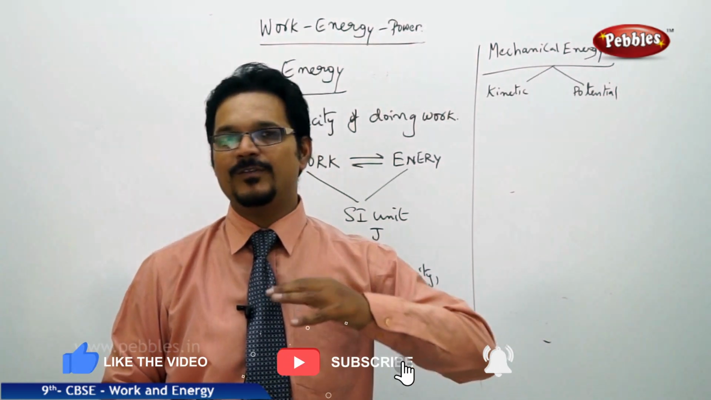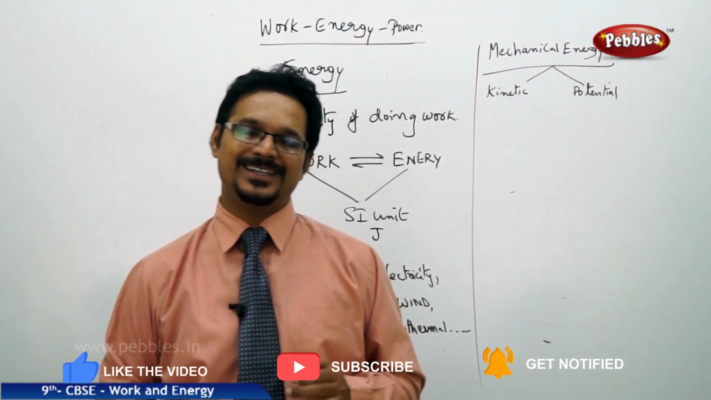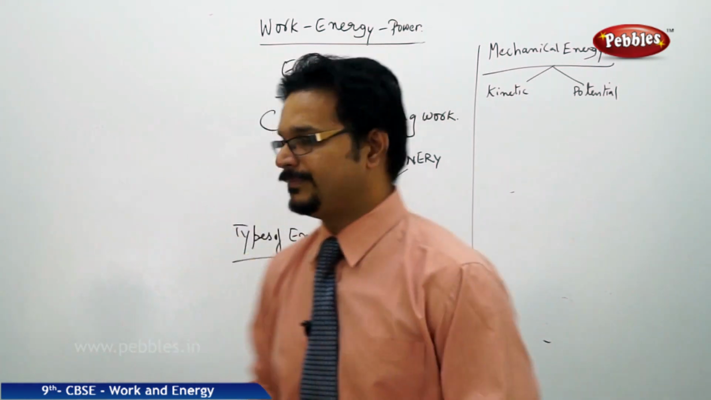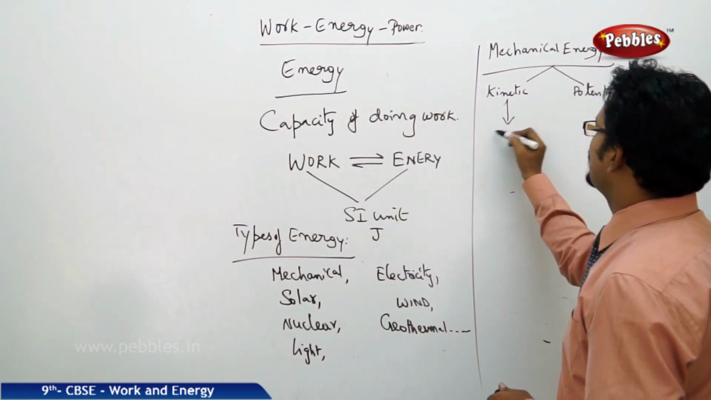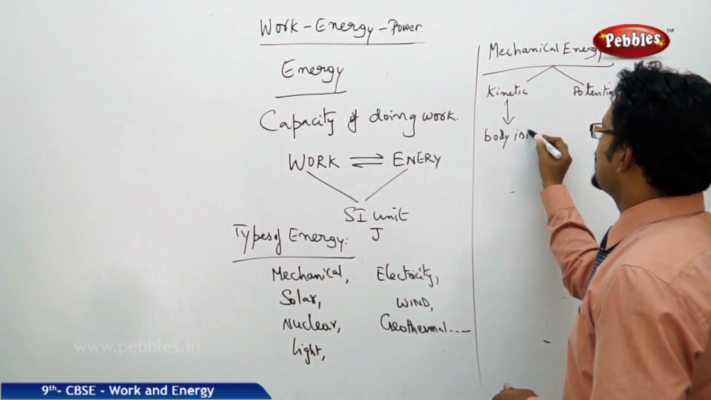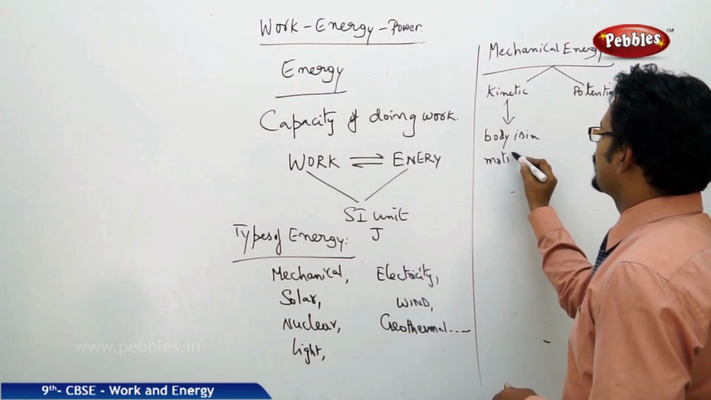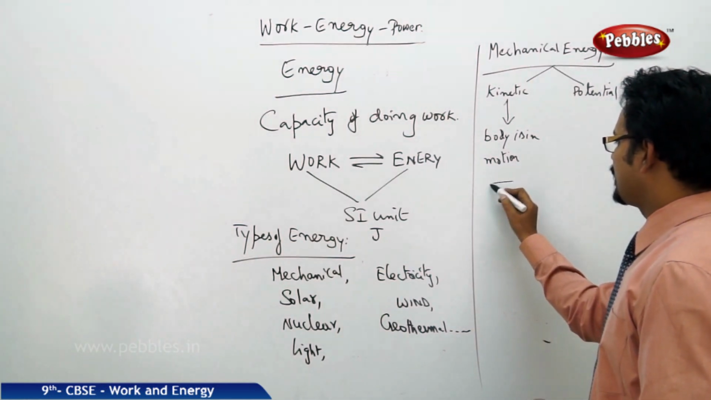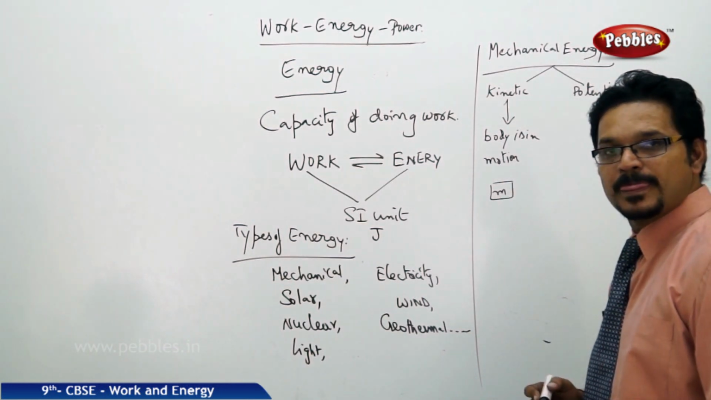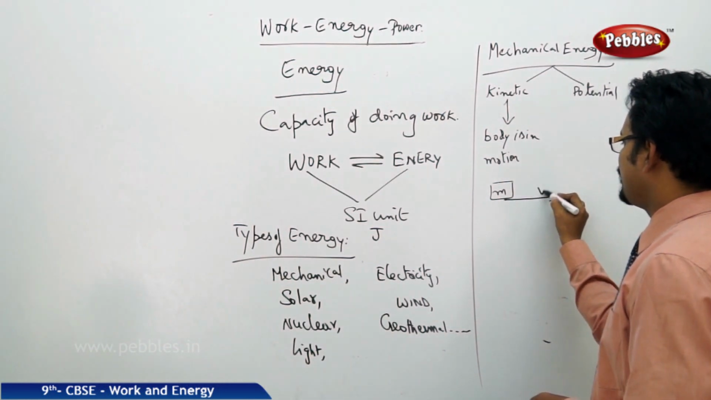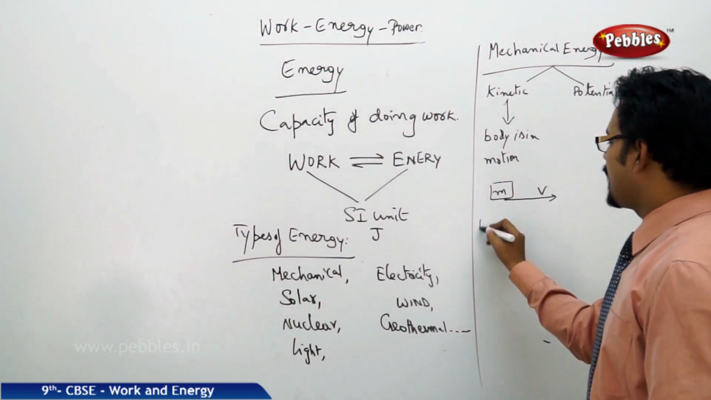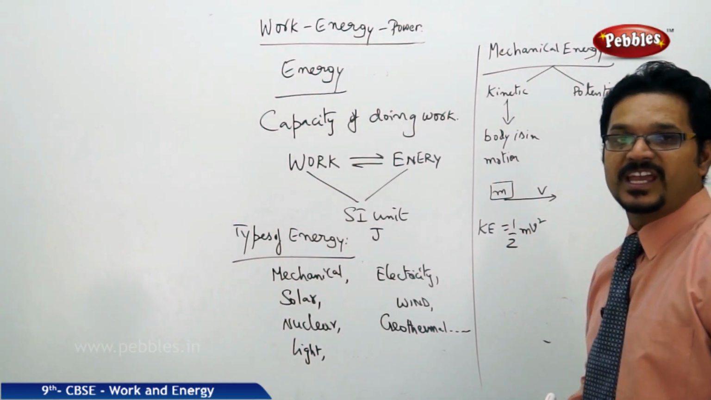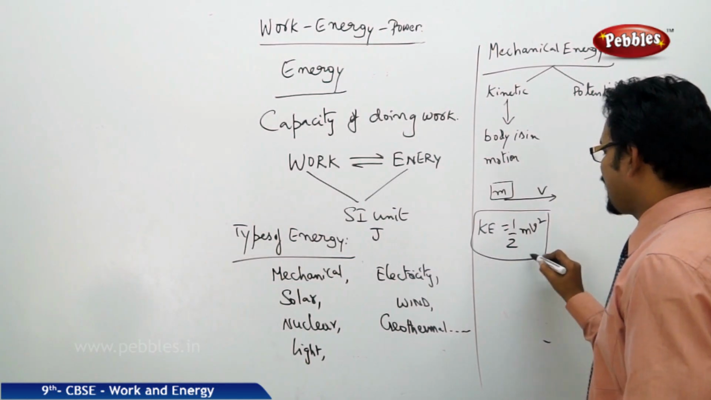So how can we classify kinetic energy and potential energy? The definition is, kinetic energy is generated when the body is in motion. So if you take a body of mass m moving with velocity v, then the kinetic energy formula is given by half m v square. K equal to half m v square. This is the formula to calculate kinetic energy.